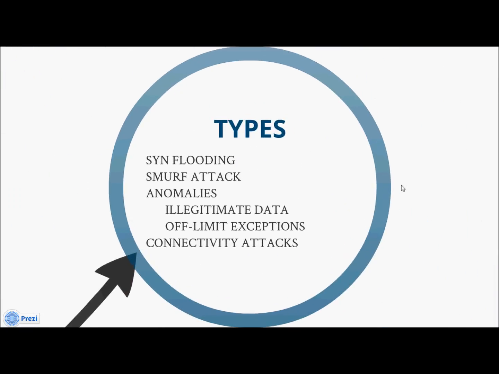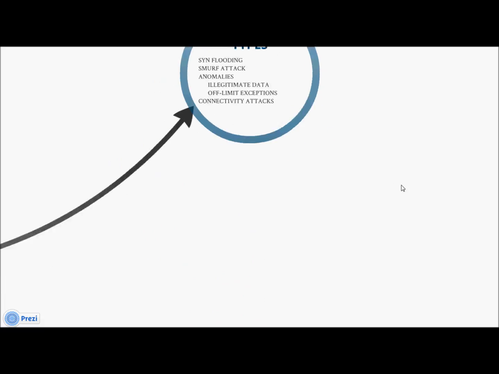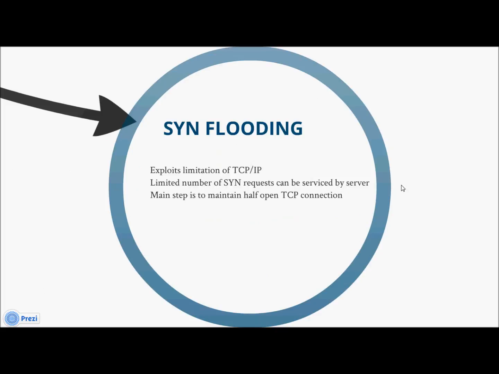Now, you all might be very keen on knowing the types of DOS attack. Types of DOS attack can be broadly classified into SYN flooding attack, smurf attack, anomalies which include illegitimate data and off-limit exceptions, and also the connection-based attack. Let's now discuss the most prominent type of DOS attack, that is the SYN flooding attack.